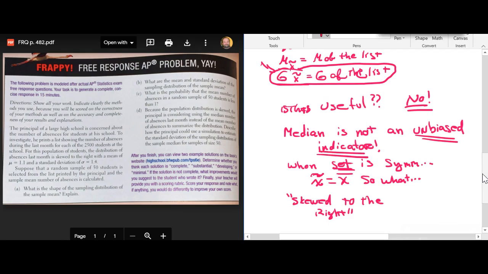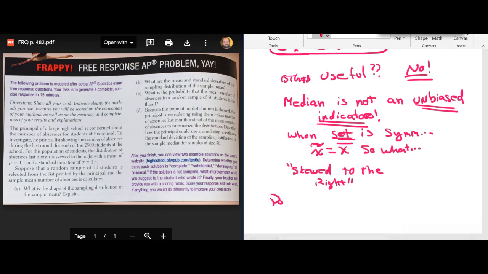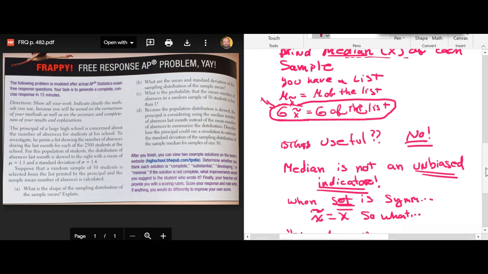Because we're not an unbiased indicator, I don't get normalcy. And that makes this not as useful as I would like it to be. Now, this procedure is valid, because what has to be valid for this to be valid? Well, this has to meet the 10% criteria. And the sample size of 50 is still less than or equal to 0.1 times 2,500, right? So 50 is less than 250. So that's good. But no, this is not particularly useful.